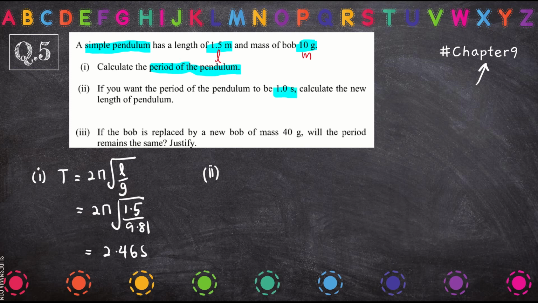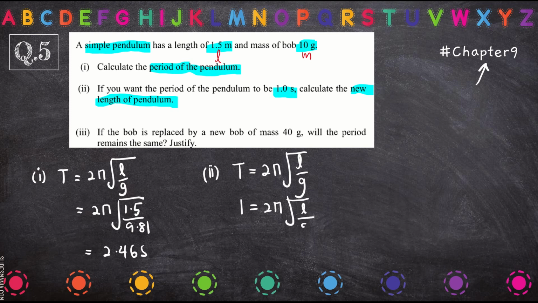For the second question, if you want the period of the pendulum to be 1 second, calculate the new length of the pendulum. Again, we use the similar equation as in the previous question: T equals 2 pi square root of L over g, with period 1 and g equal to 9.81. We want to find L. Your L is supposed to be 0.248 meter.